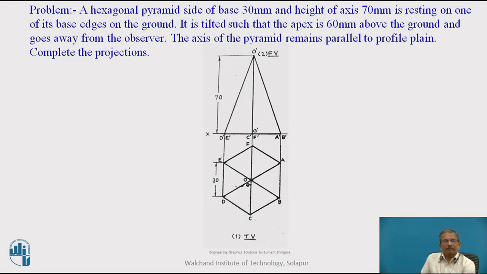Now, if you read the problem, a hexagonal pyramid, side of base 30 mm and height of axis 70 mm is resting on one of its base edge on the ground. So, from this it is clear that the hexagonal pyramid is resting on HP, or resting on the ground. So, its top view will be a hexagon, and front view will be a triangle.